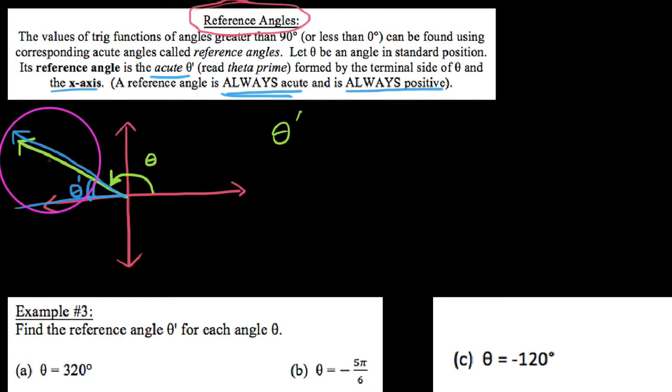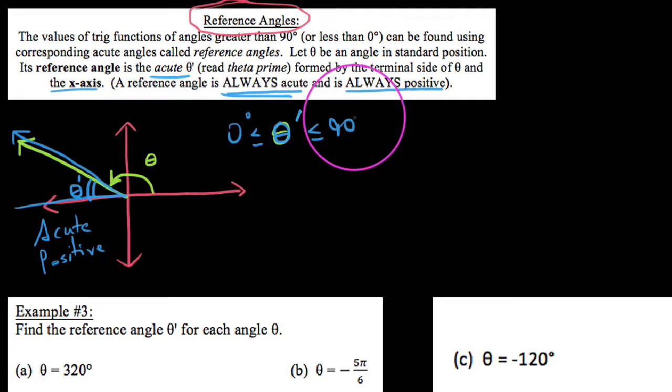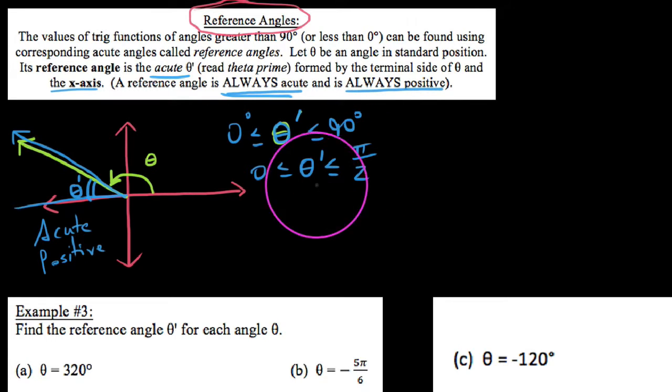You'll notice that this angle in blue here is acute. And I do not care which way we rotate, reference angles are always positive. So the nice thing we can say about reference angles is that theta prime is always some number between 0 degrees and 90 degrees. Or in radians, theta prime is always between 0 radians and half of a pi radian, or pi halves.